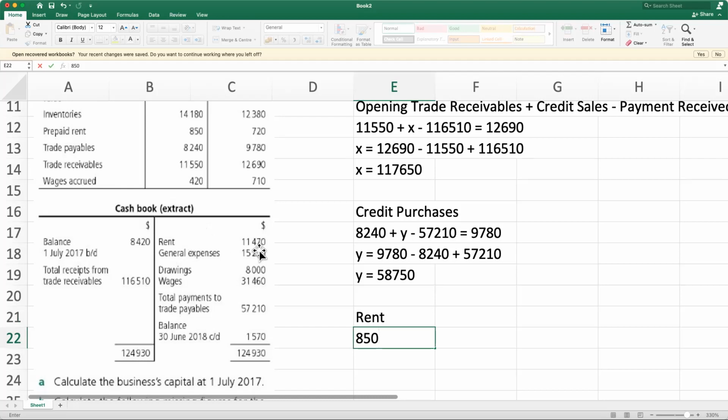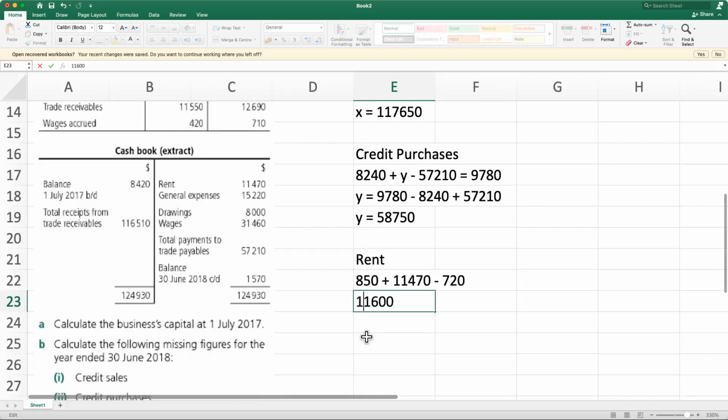And then I paid 11,470, so I just add 11,470 because I paid, I do not know how much of these belongs to this year, so I'm just going to make an adjustment by looking at the closing here. So 720 is prepaid, means it's for next year, so I'm just going to subtract that out. So this should give me my total rent. So 850 plus 11,470 minus 720 is 11,600. This is my total rent that I incurred this year.